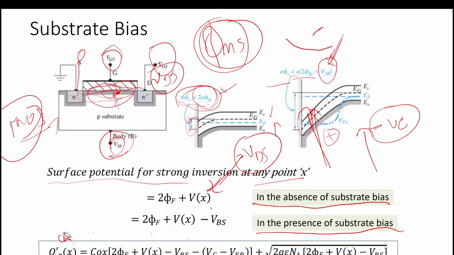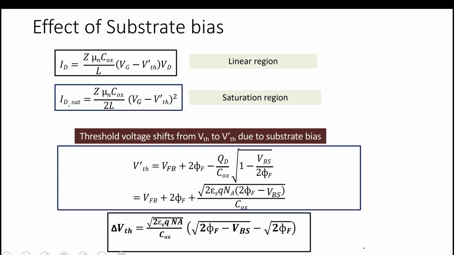Now this is the modified equation. Now we will see the effect of substrate bias on the threshold voltage. This is the ID, this is the Vth in the linear regime, and the threshold voltage due to the substrate bias is given by this equation.